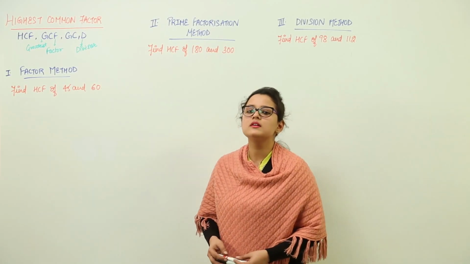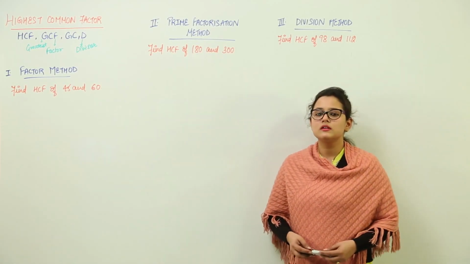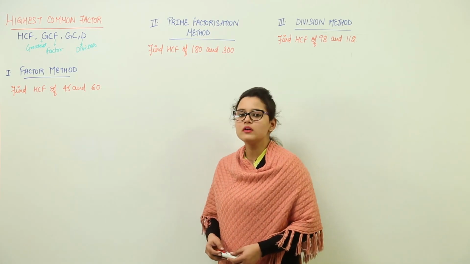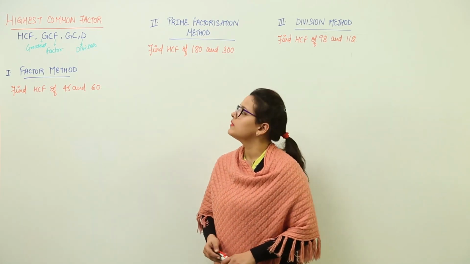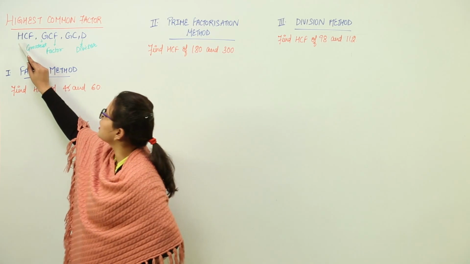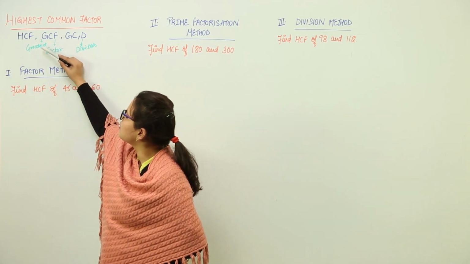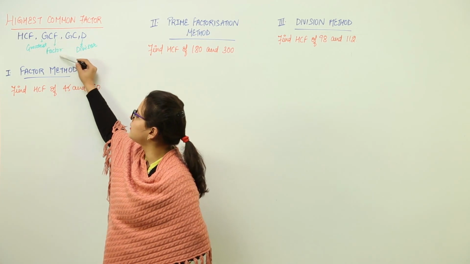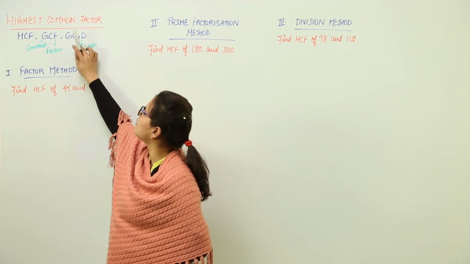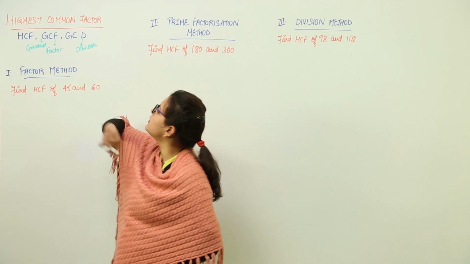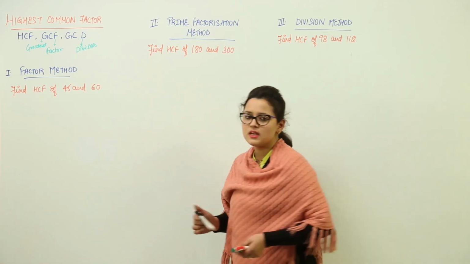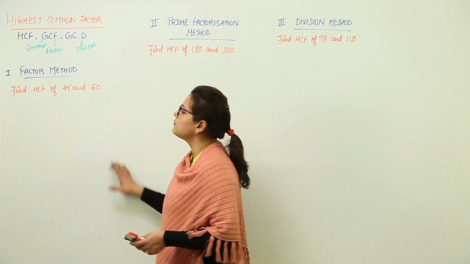Highest common factor is termed as HCF or GCF or GCD. Here HCF stands for highest common factor, GCF stands for greatest common factor, and GCD stands for greatest common divisor. So all three are the same thing, so I've covered them in the same topic.